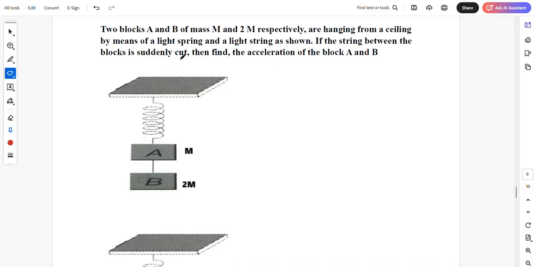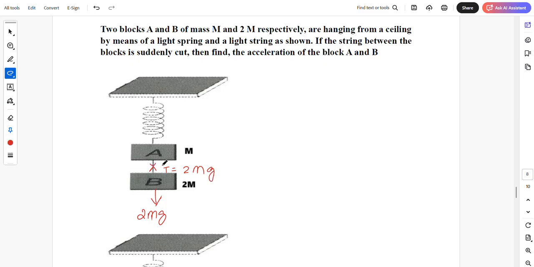Now two blocks A and B of mass m and 2m respectively are hanging from a ceiling by means of a light spring and a light string as shown. If the string between the blocks is suddenly cut, then find the acceleration of block. It's very easy. First write down the weight 2 mg. Now write down the tension. Tension is directly 2 mg.